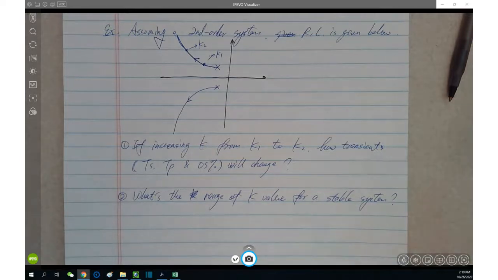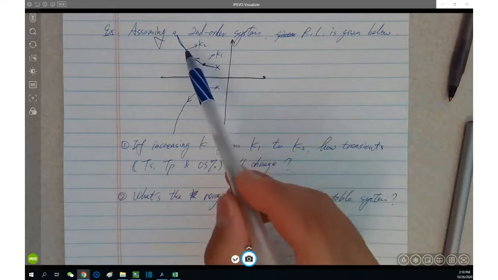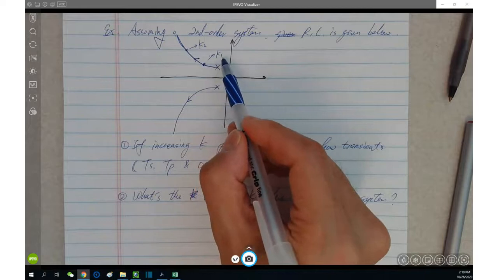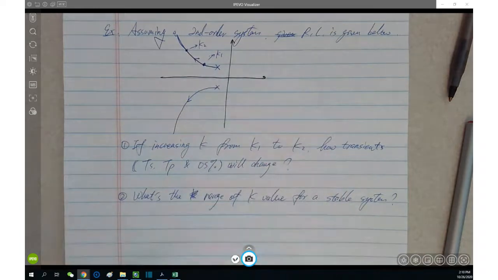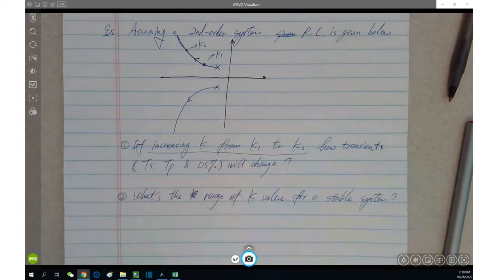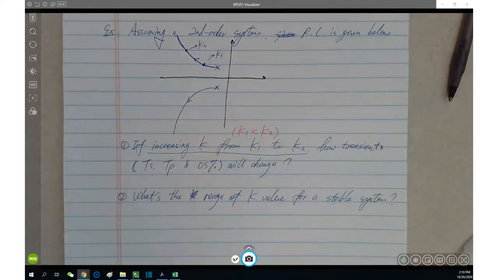All right, let's see the solution here. First, look at the 2 points we are selecting along the root locus. The first point corresponds to one particular K value, we call it K1. The second point is up here, corresponding to a different K value, we call it K2. So increasing K value from K1 to K2 tells you K1 is less than K2. First of all, why is K1 less than K2?